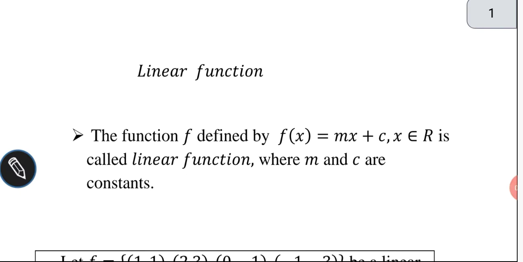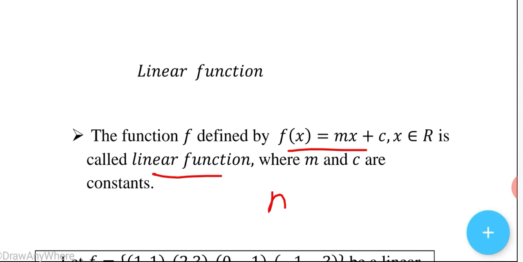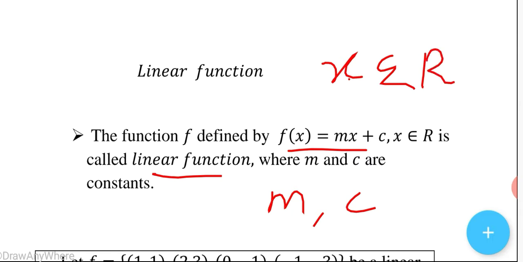Linear function. The function f defined by f of x equal to mx plus c, x belongs to capital R, is called a linear function, where m and c are constants. Here x belongs to the real numbers, which means minus infinity to plus infinity.